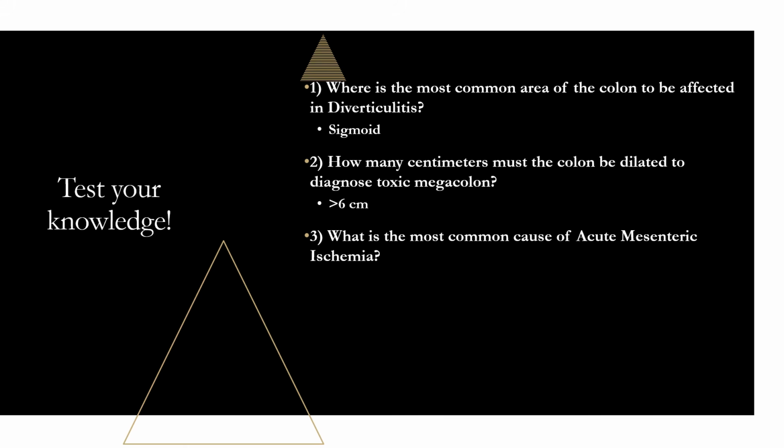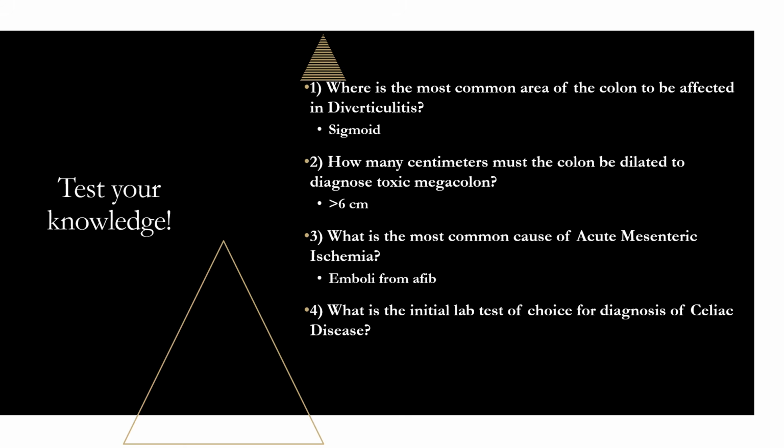Question number 3, what is the most common cause of acute mesenteric ischemia? Remember, this is going to be a sudden onset, so it's got to be something that happens quick. So that's going to be an emboli from AFib. They threw a clot from AFib, got lodged in there, and they're going to have acute mesenteric ischemia. Question 4, what is the initial lab test of choice for diagnosis of celiac disease? That's going to be transglutaminase IgA antibody. That's normally the one that they're going to ask you about.